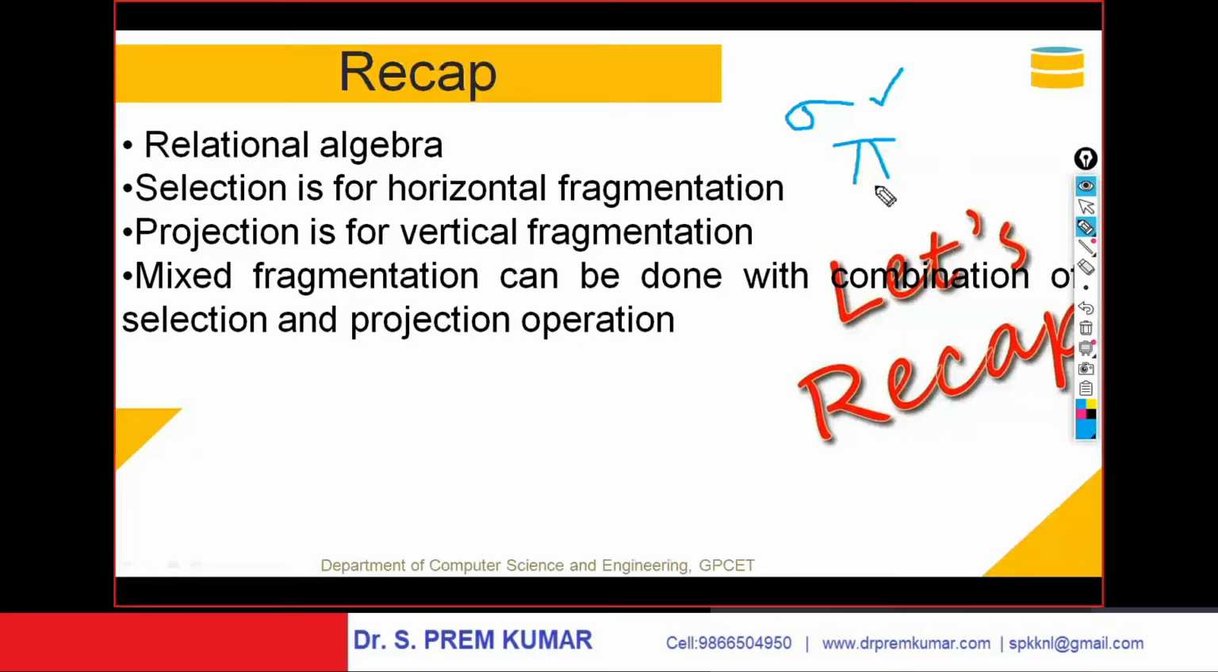And of course, you can go with mixed fragmentation, that is, horizontal as well as vertical fragmentation. Horizontal fragmentation is done with the help of the selection operation, and vertical fragmentation, that is attribute fragmentation, can be done with the projection operation. If in a query you use both horizontal as well as vertical fragmentation, then we call it mixed fragmentation. The mixed fragmentation can be done with a combination of the selection and projection operators. So this is what we discussed in our last class.